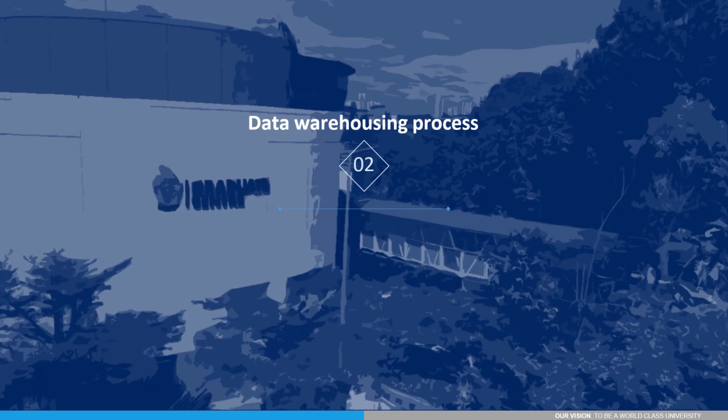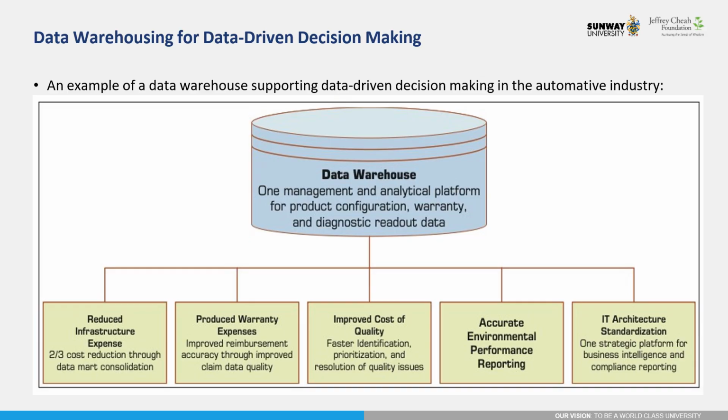So now we are discussing the data warehouse process. This is the most important part of this lecture. We are understanding the outcomes first. Outcome means how you can get the benefit from reduced infrastructure expense, reduced warranty expenses, improved cost of quality, accurate environmental performance reporting, and also architecture standardization. So these are the findings and outputs, showing how you can reduce the cost.